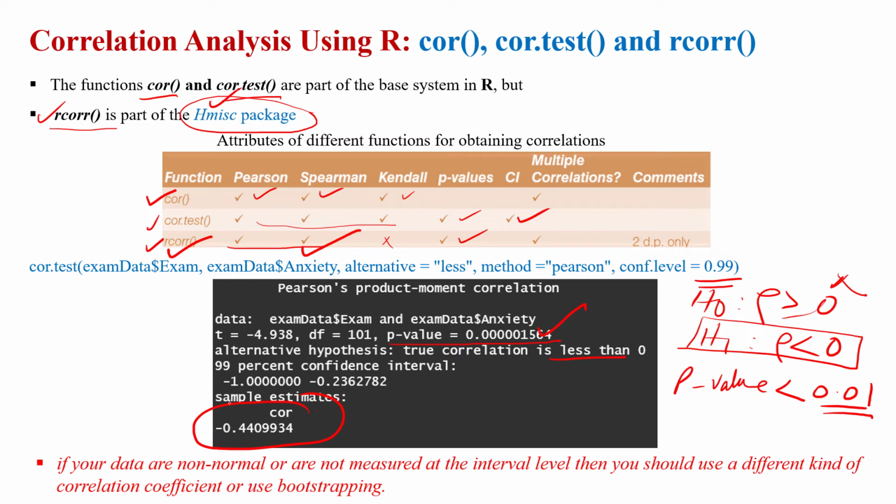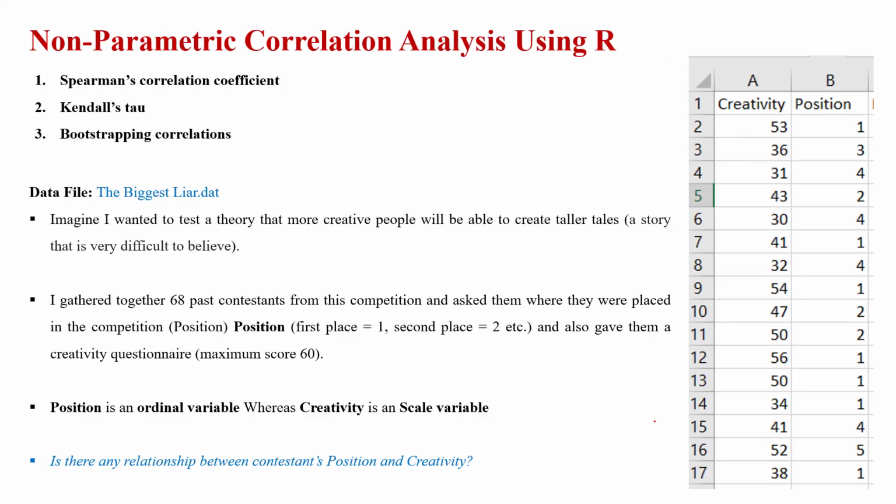Now as we have discussed earlier, if the data do not follow the normal distribution, or we haven't measured it in an interval scale, we have measured it in an ordinal scale, then we have to apply the non-parametric correlation. For that, either we can apply Spearman's correlation coefficient, or Kendall's, or bootstrapping.